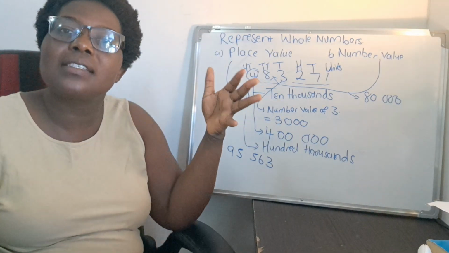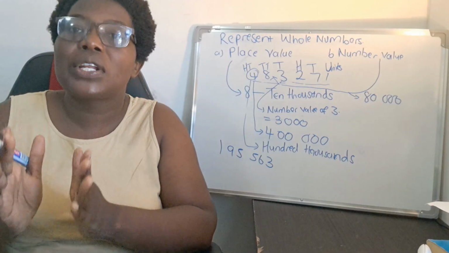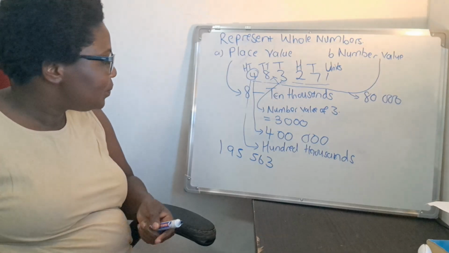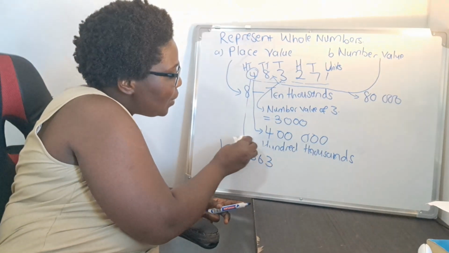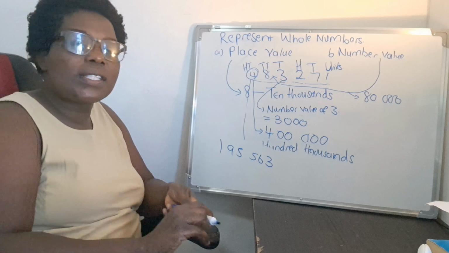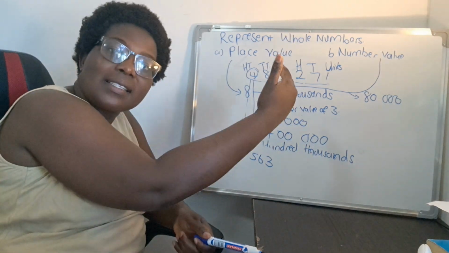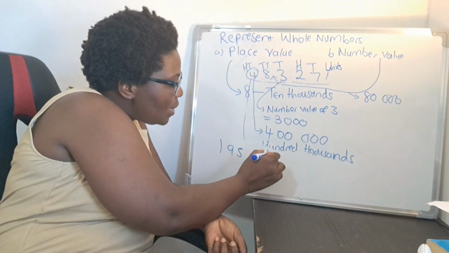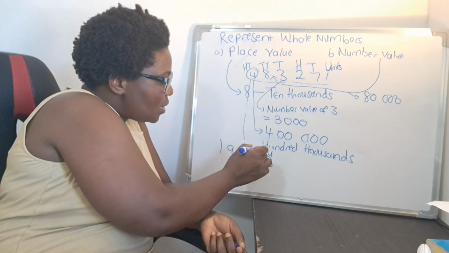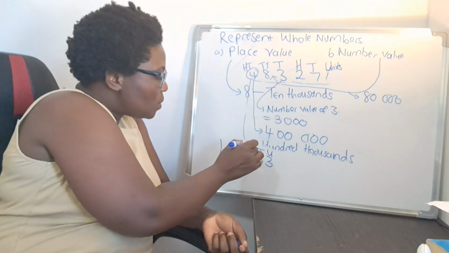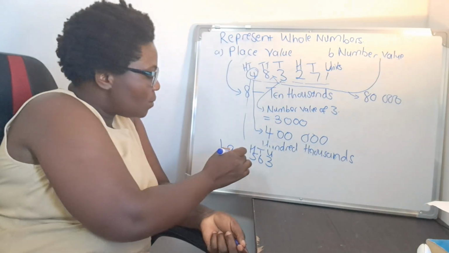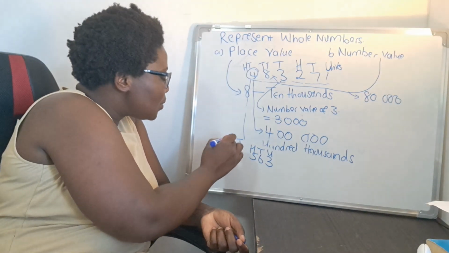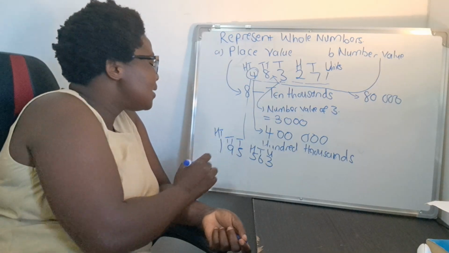Whenever you are asked about the place value or the number value, you need first to label your numbers. We're starting from the right side. Please do not start from the left side. So you start from the right side where you say this is my units, this is my tens, this is my hundreds, this is my thousands, and this is my 10,000s, and this is my 100,000s.